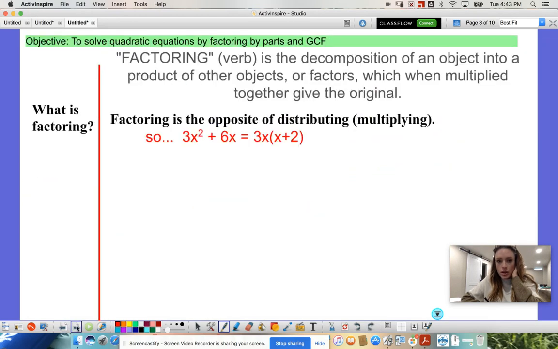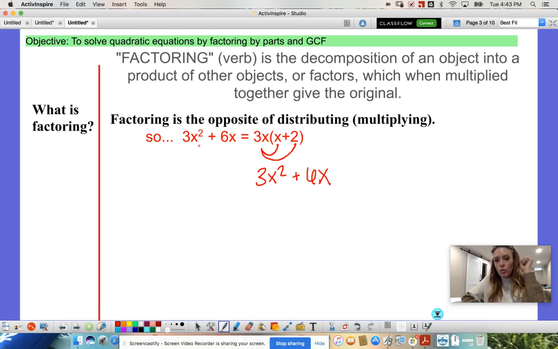Okay, so factoring is a verb. It's the decomposition of an object into a product of other objects or factors, which when multiplied together give the original. So factoring is the opposite of distributing. So before we have learned that 3x times x plus 2, well, we just distribute. Remember this little rainbow method? Well, here we would get 3x squared plus 6x.